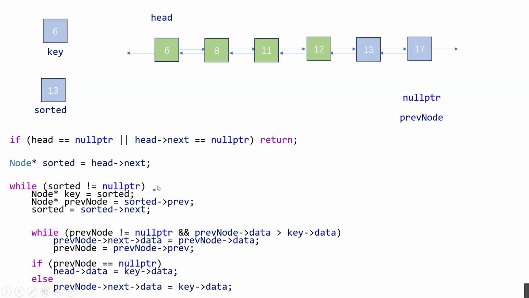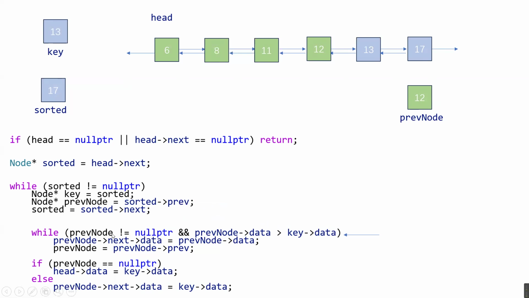And then let's go back to the while loop. Sorted is still not a null pointer. So in this time step, we need to compare the 13 with the sorted sequence, and the key becomes sorted, right? Because the key is the current element needed to compare, and the previous becomes sorted previous. It should become the 12 because it represents the last element of the sorted sequence. And the sorted will become sorted next. That makes sense, right? Because it represents the element to compare in the next time step.